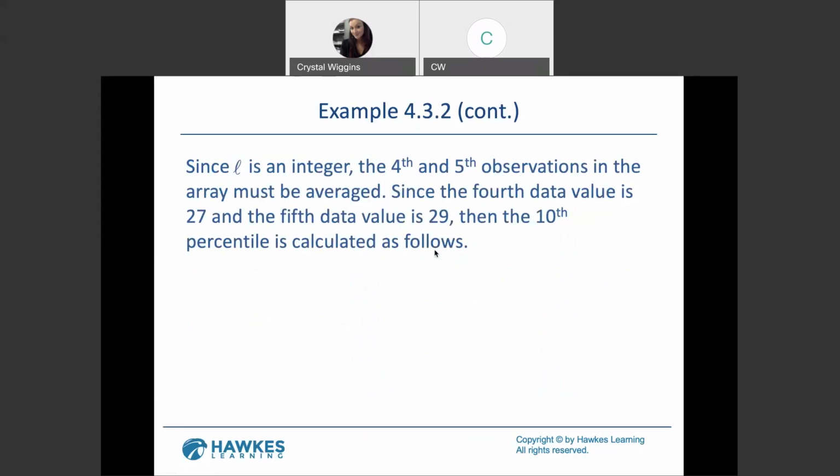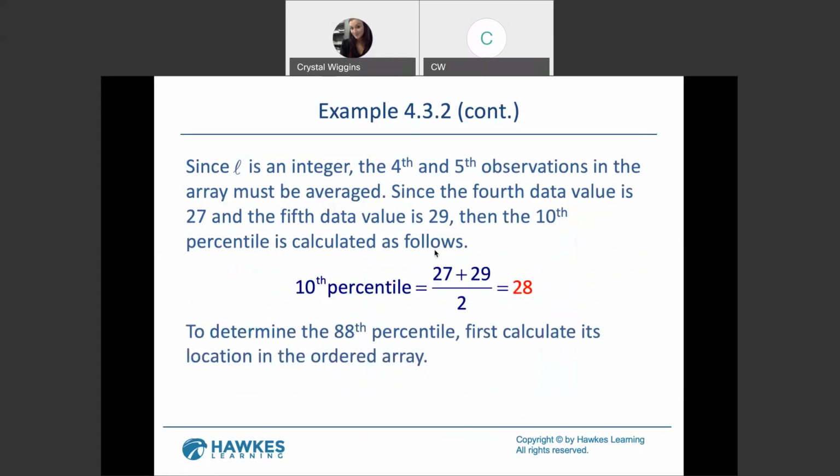What does that mean? That means that 10% of the data values fall below 28 and 90% of the data values fall higher than 28. To calculate the 10th percentile, oh, we just did that.